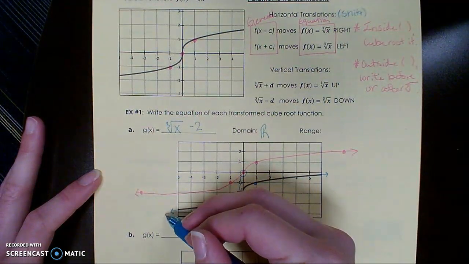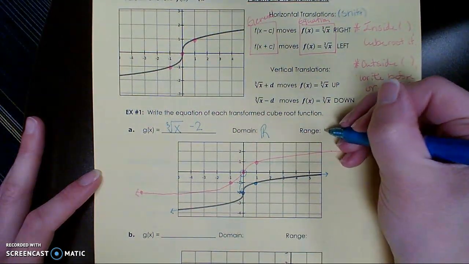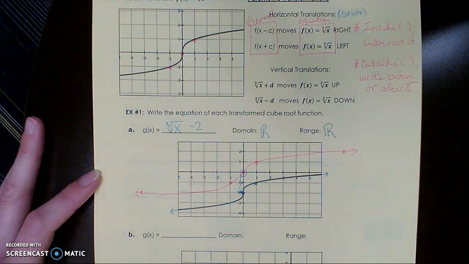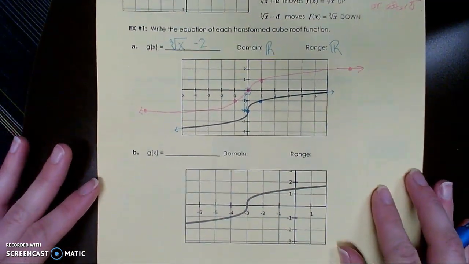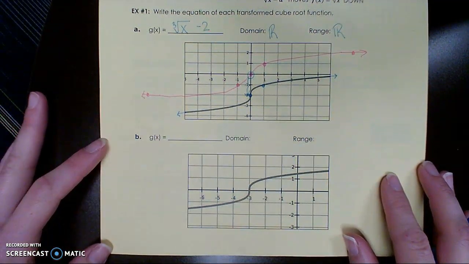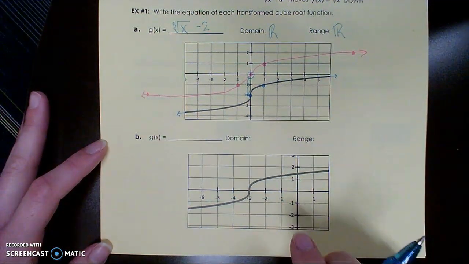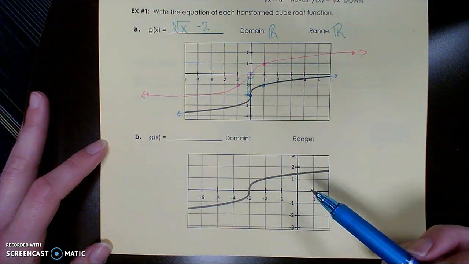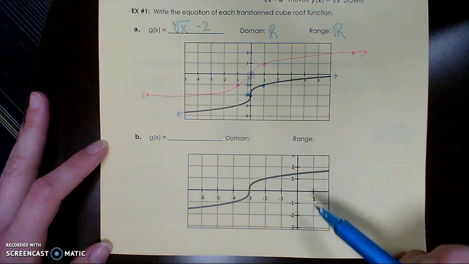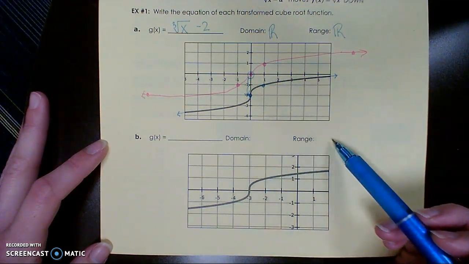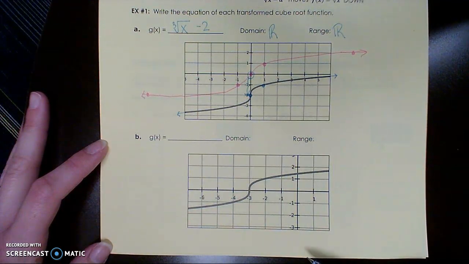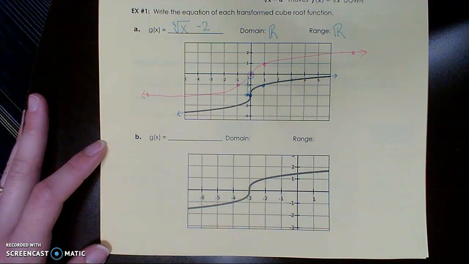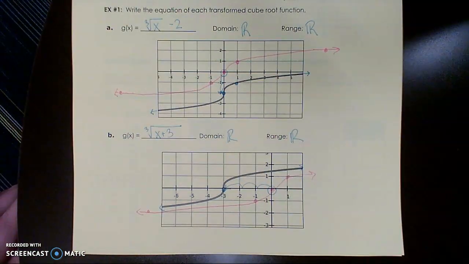And I can't put a boundary on the bottom or the top because there are arrows, so the range is also all real numbers. So what I'd like for you to do is, using the information in the notes and in example 1a, try example 1b, perhaps graphing the parent function first, maybe including your domain and your range before you do anything else, and then deciding on what transformations are happening. So pause your video and try this problem.